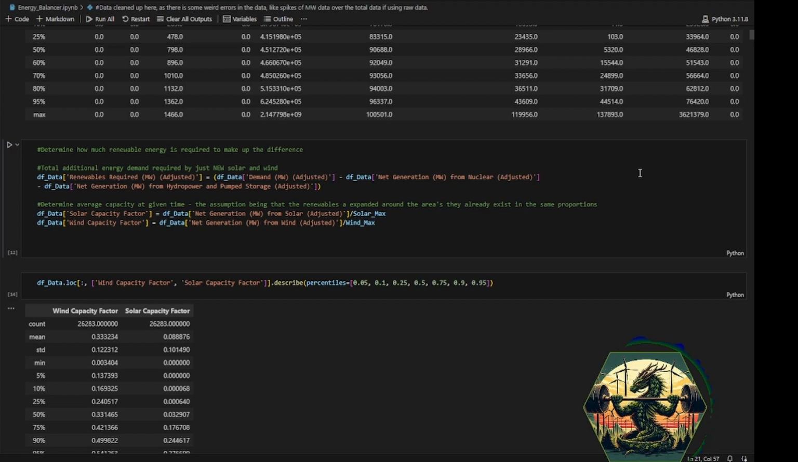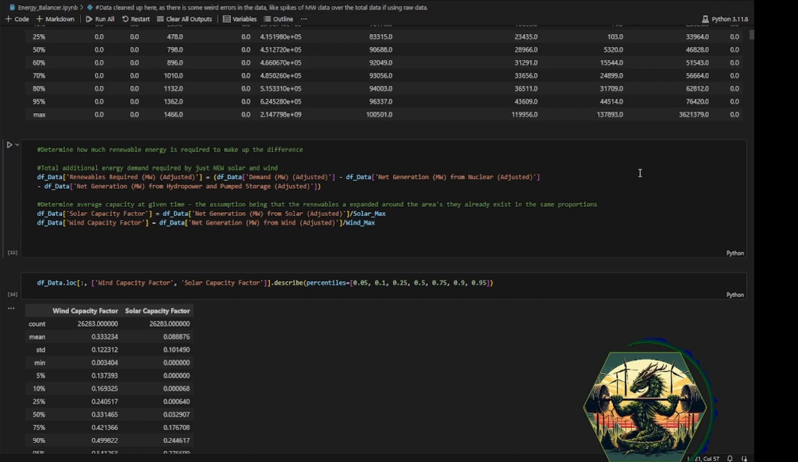Then here, I'm starting to figure out how much renewable energy is required to make up this extra demand. So we take the total demand at any given time. This is all hourly data. We subtract off the nuclear adjusted and then the hydro and pump storage adjusted data. And that just leaves us with the total energy that has to be made up by renewable systems. I'm not including hydro and pump storage here because it's so geographically constrained.